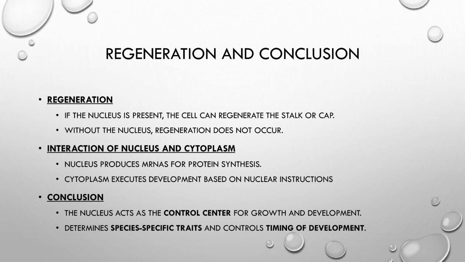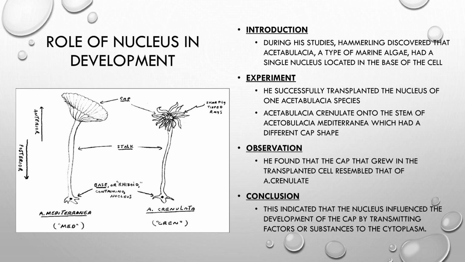Interaction of nucleus and cytoplasm. The nucleus produces mRNAs for protein synthesis. The cytoplasm executes the development based on the nuclear instruction. So the nucleus acts as the control center of growth and development, determines the species traits, and controls the timing of the development. Without a nucleus, a cell cannot survive. In this picture, Acetabularia mediterranea and Acetabularia crenulata are clearly shown.